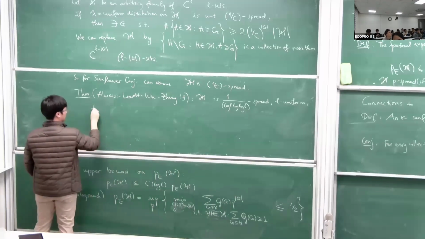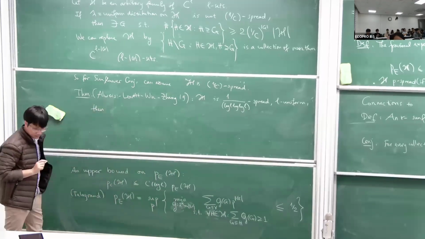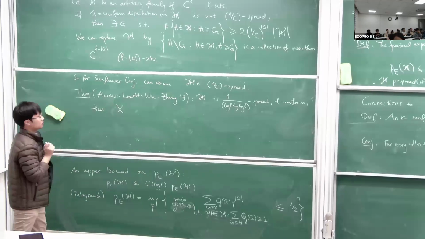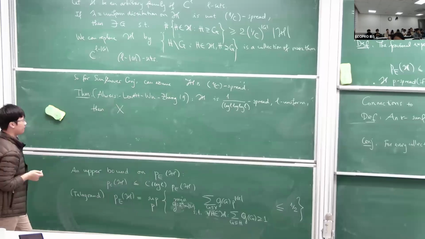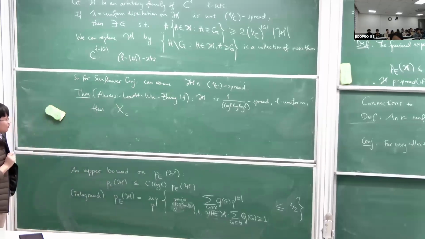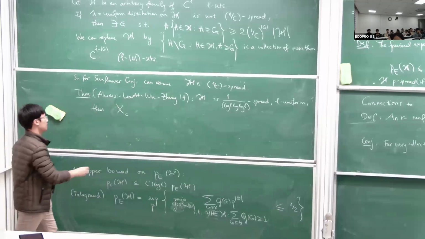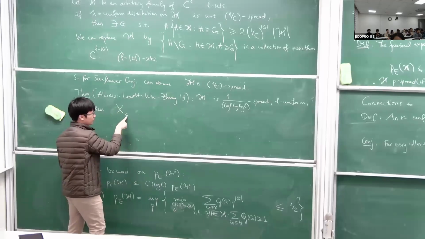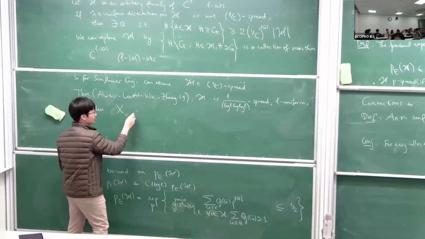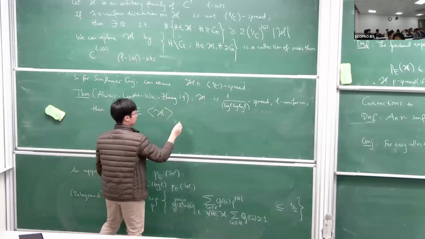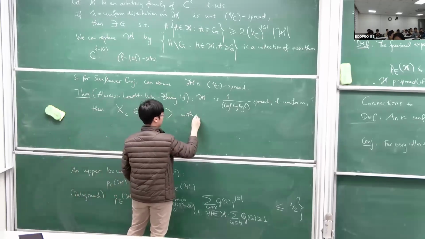Then if you take a random subset of the domain with some appropriate small constant probability, this random subset of the domain will contain at least one set from H with probability 1.